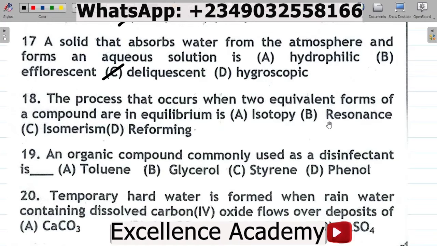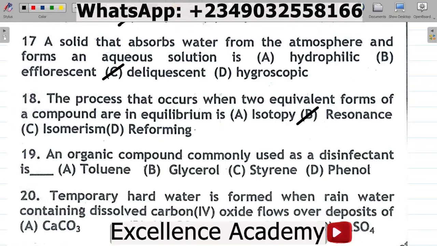Note that resonance involves two forms of a compound. Isomerism involves two or more forms of an element. Reforming involves the arrangement of molecules. But resonance deals with two forms of a molecule where the chemical connectivity is the same, but the electrons are distributed differently around the structure. So the answer there is B, resonance.